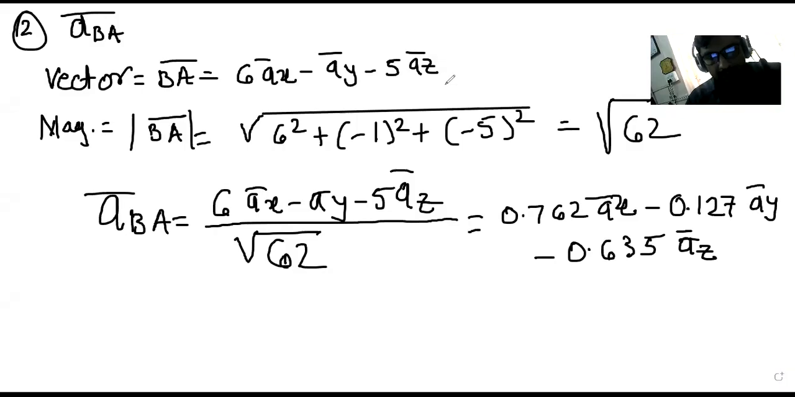So third part of this example. Let me clear this. Right. So in the third part, we have to find out the distance between B to C. This is the third part. Distance between B to C. That means simply we have to identify the mod of BC bar. Right. So mod of BC bar.